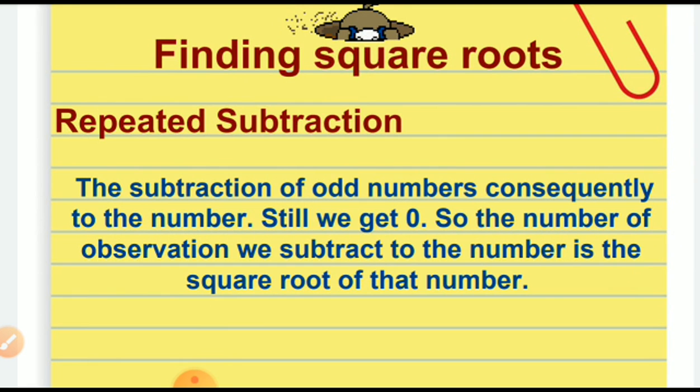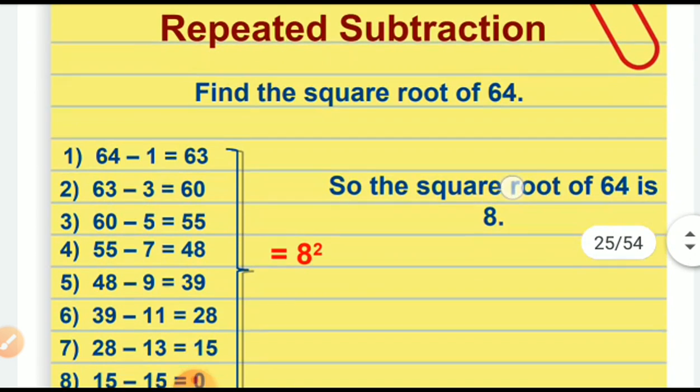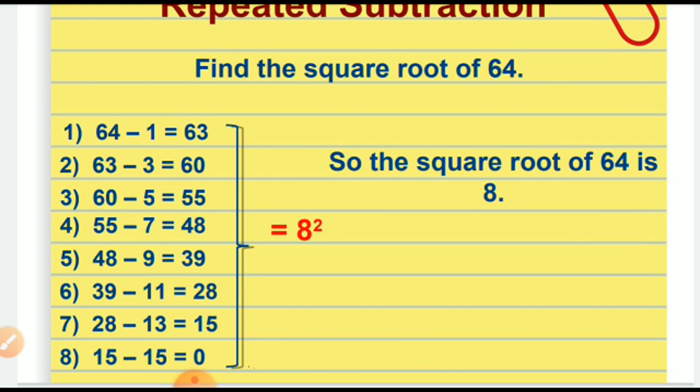Repeated subtraction. The subtraction of odd numbers consecutively from the number, till we get 0. Till there we have to do this same thing. So the number of observations we subtracted from the number is the square root of that number. Correct. Repeated subtraction. My dear student, find the square root of 64.